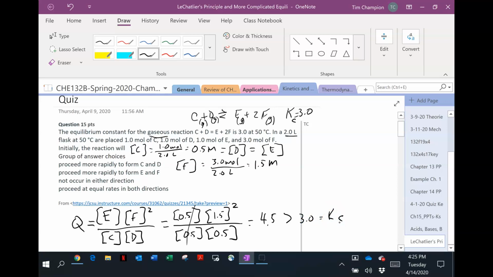Now, what does that mean? That means that the stuff on the top we have too much of. So we have too many products, so it means it's going to shift back towards the reactants to get to equilibrium. So if we look at the choices, that means proceed more rapidly to form the reactants C and D. So A was the correct answer to that.